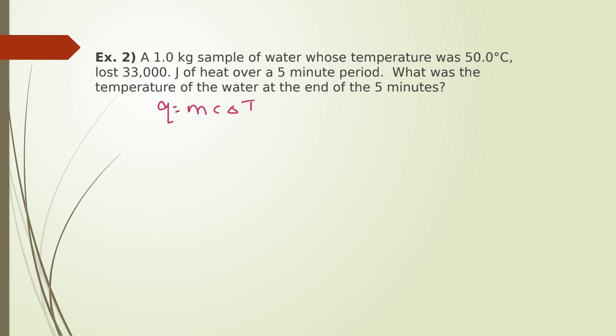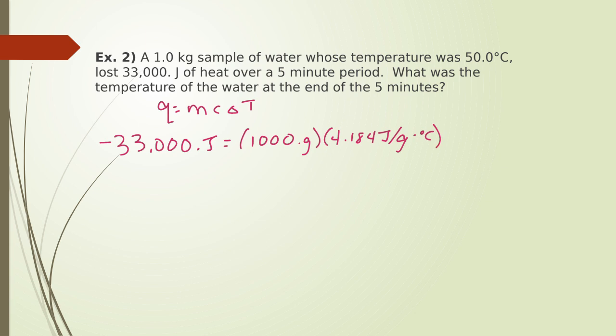So we're not going to be solving for that. And we know that it lost 33,000 joules over time. So we need to put a negative sign in there. My mass of water is 1 kilogram. I need a unit of grams because my specific heat capacity of water is in a gram unit, joules per gram degree C. And I'm going to have to fiddle around with the delta T. I need to figure out the final temperature. So I'm actually just going to leave it right now as delta T and solve for that.